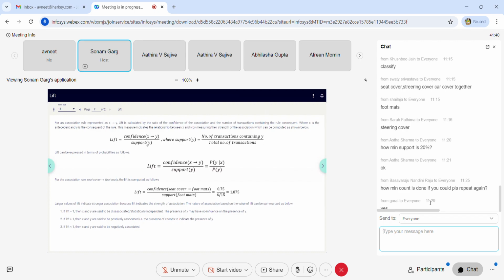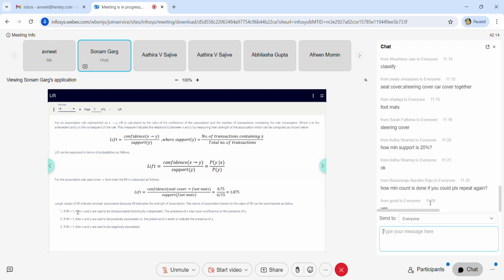To include that matrix, consider people who have purchased Y. Maybe there are such transactions that might also add some meaning to your analysis. The confidence with which you can say that people who have purchased seat cover will also purchase foot mats is 0.75, and then the support for foot mats. What is support for foot mats? How many times people have purchased foot mats, isn't it? Out of 15 transactions, only 6 times people purchased foot mats. That is the support of Y. When you divide it, we get 1.8.